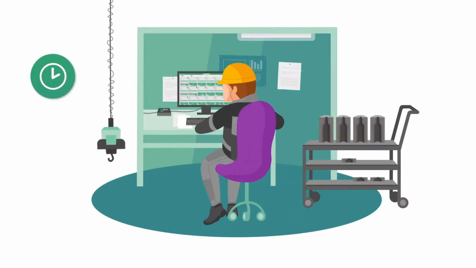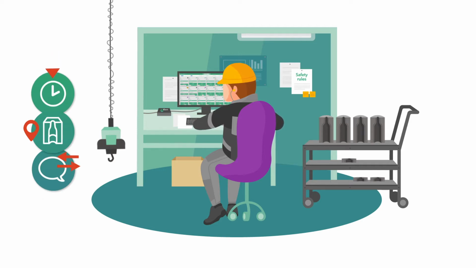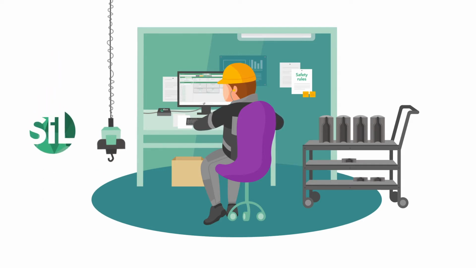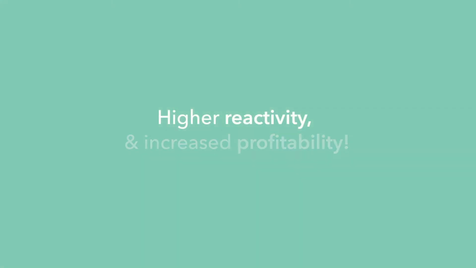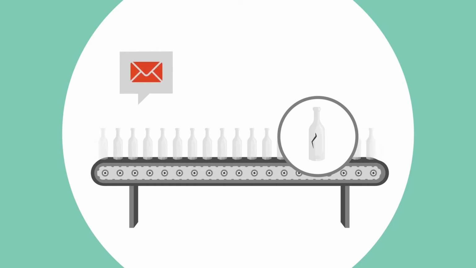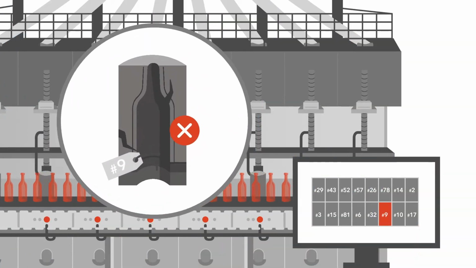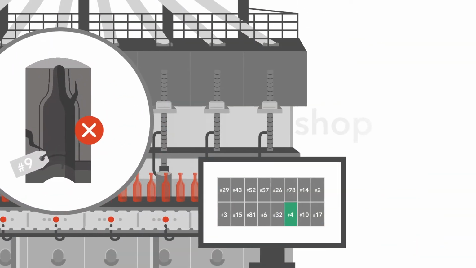With real-time information displays, mold tracking, and streamlined communications between different parts of the plant, SIL stations provide a vital link between production lines and the mold shop. Higher reactivity and increased profitability. When a defect is detected at the cold end, hot end operators are notified immediately so they can react as quickly as possible. The defective mold is dismounted and sent to the mold shop for repair.